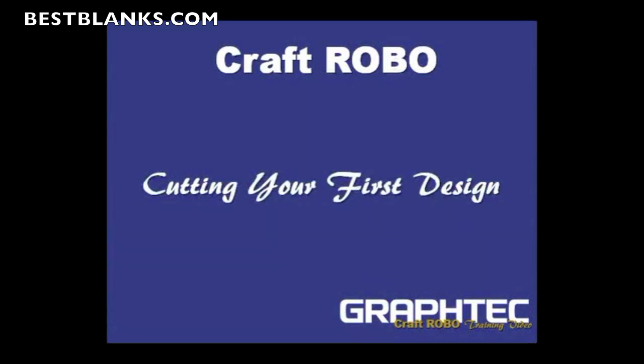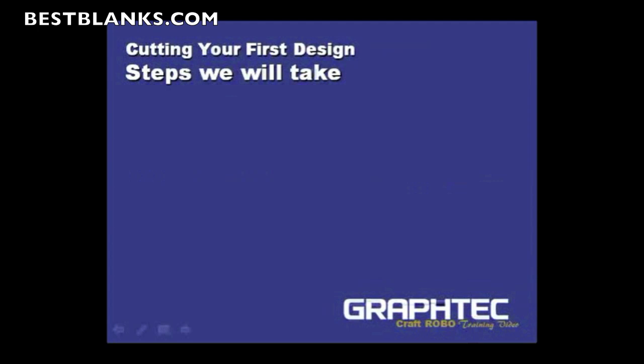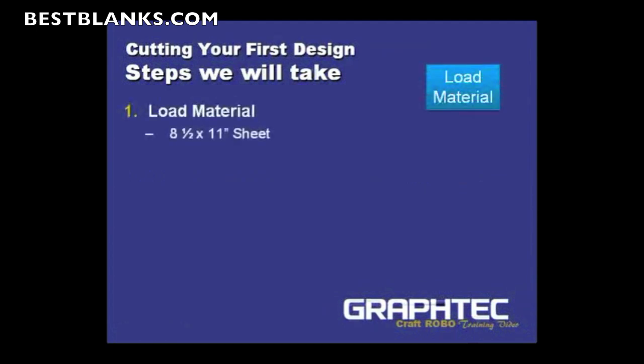Before we cut your first design, what I'd like to do is go over the steps to give an overall view of the process of how the Craft Robo works with the software. The first step we'll take is we'll load the material. Now what we'll do is we'll take an 8.5 by 11 sheet of paper and place it on the carrier sheet and then take the carrier sheet and load it into the Craft Robo.